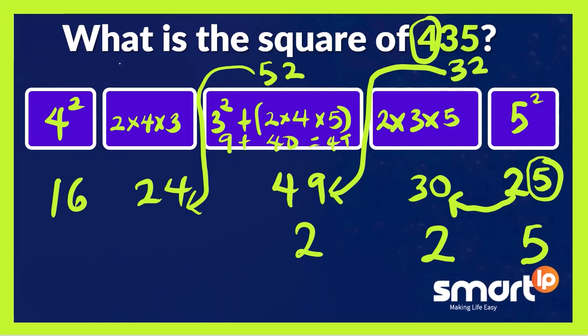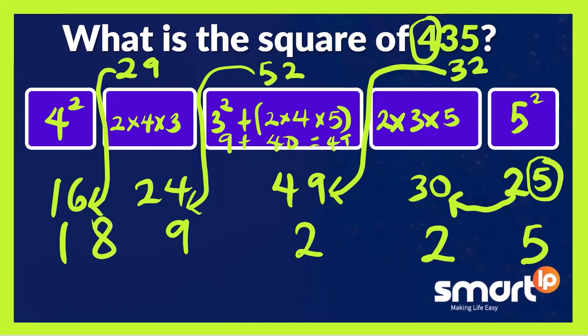So because we have 29 now, we will write the 9 and transfer the 2 to the 16. So we're adding the 2 to the 16. So we have 16 plus 2, that is 18. So since this is the last thing that we have, it means we can actually write 18 as the last number there. Okay, it means our answer for the square of 435 is 189225. Great job.